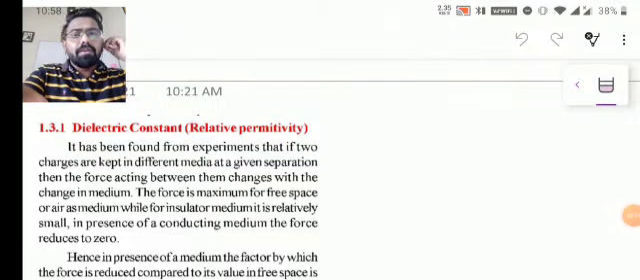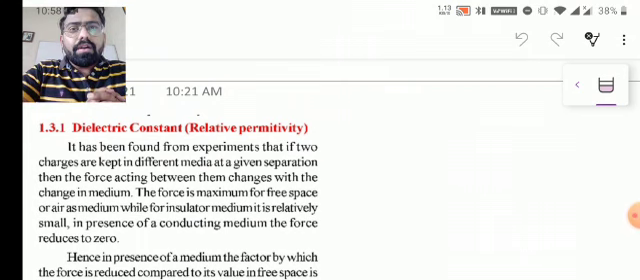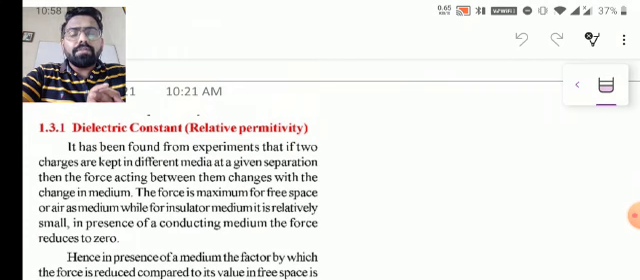Hello students, welcome back. In the last session we discussed Coulomb's law and its derivation. In this class we will discuss some important terms related to Coulomb's law, like relative permittivity and the vector representation of Coulomb's law, and then, based on Coulomb's law, we will discuss some numericals.